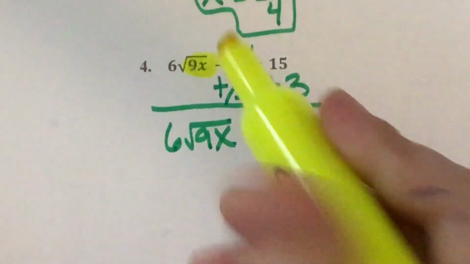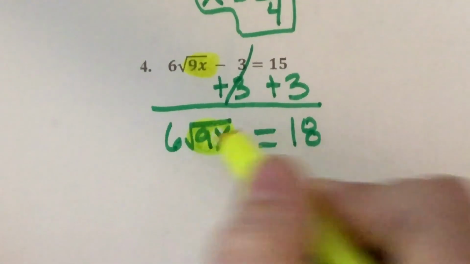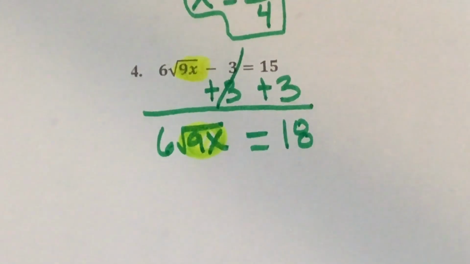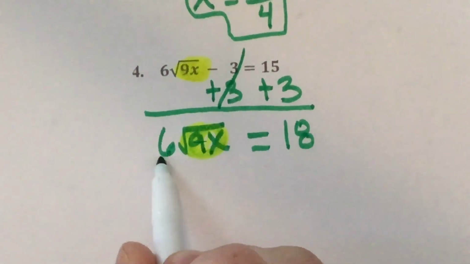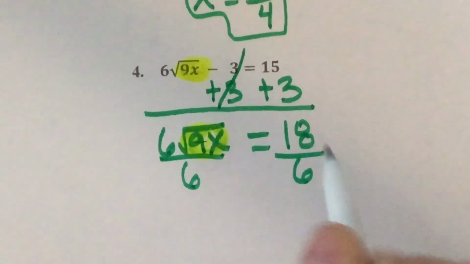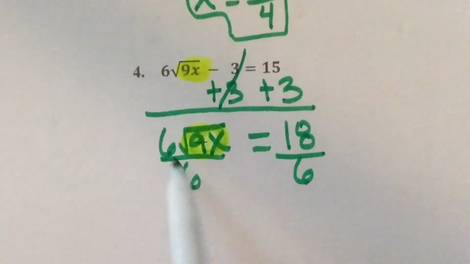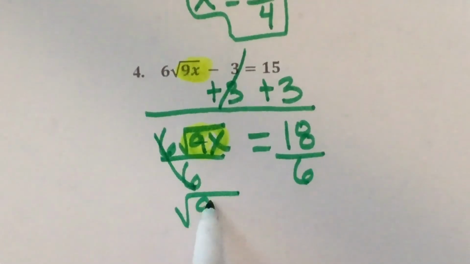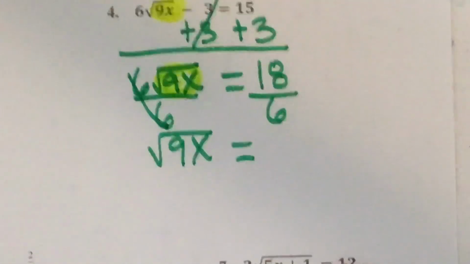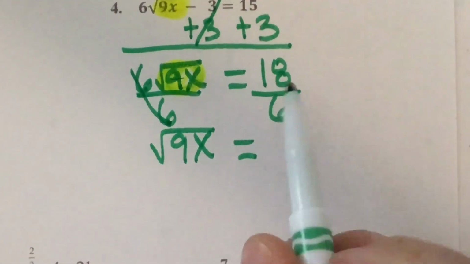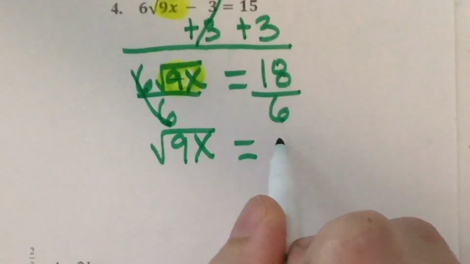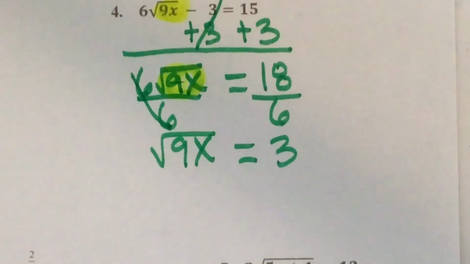Okay, I'm still trying to get this variable that's under the square root by itself. So how are we going to get rid of the 6? We are going to divide because it's smushed, and smushed is multiplication. So 6 divided by 6 is 1. So that's gone, leaving the square root of 9x. And on the right side, 18 divided by 6 makes 3.